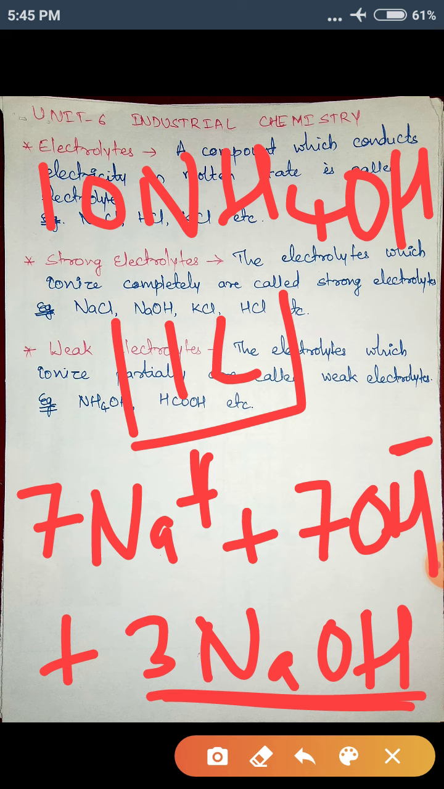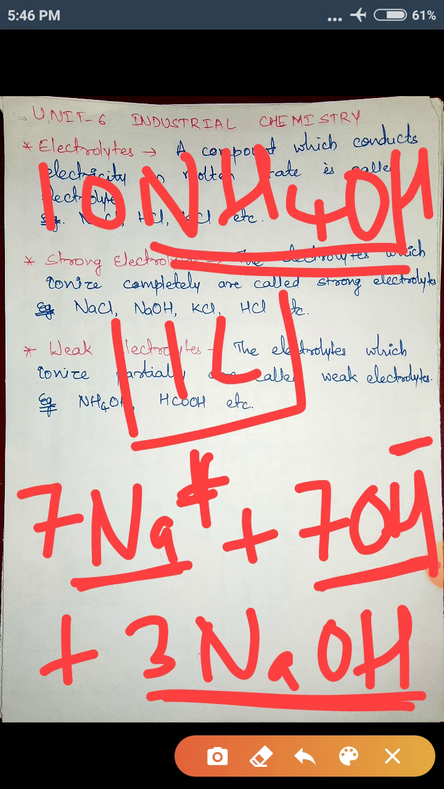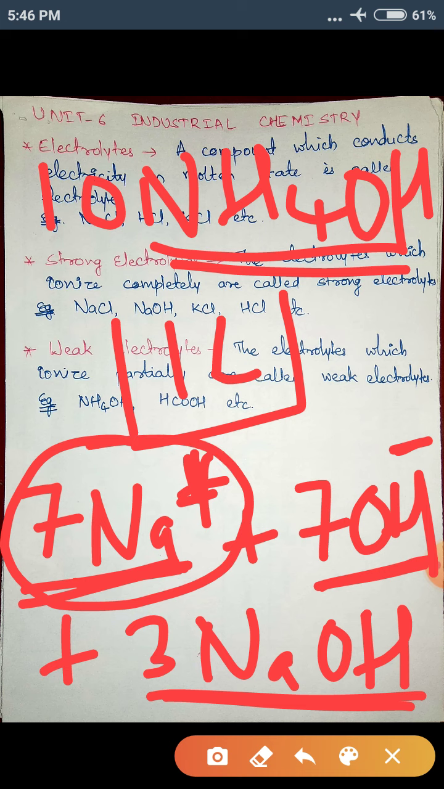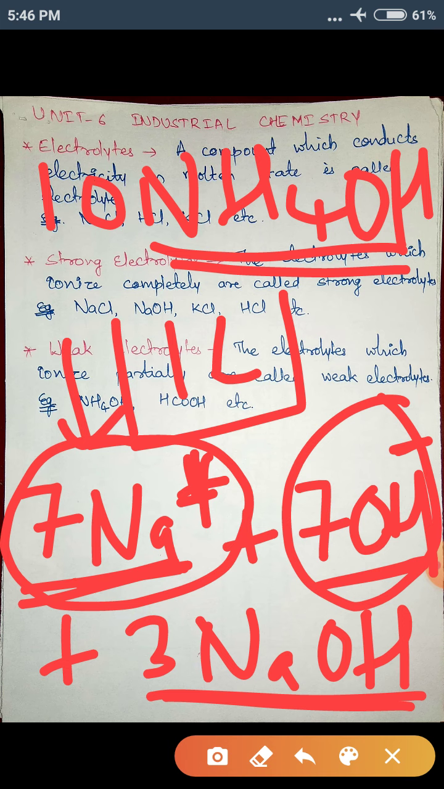Therefore, we have partial ionization. What is complete ionization? Complete ionization is when we get 10 molecules of NH4 plus and 10 molecules of OH minus. But we know that NH4OH is a weak electrolyte, therefore we get partial ionization. Only part of it is ionized and part of it is unionized. So this is a weak electrolyte. But here also, the number of positive charges is 7 and the number of negative charges is 7. So in all the cases, whether it is complete ionization or partial ionization, the positive and negative charges are always the same.